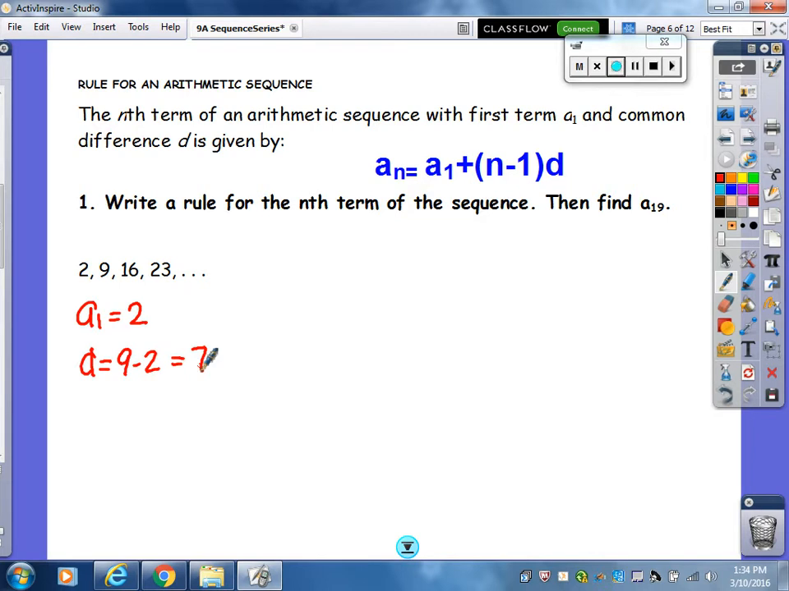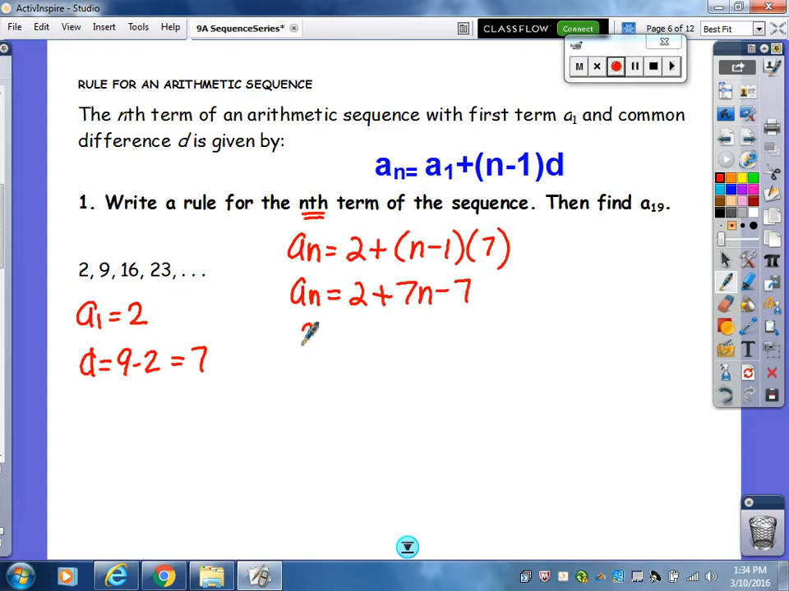So now I'm going to plug these values into this formula that you got memorized, and you're going to simplify it. So the nth term, a sub n, is equal to the first term plus n minus 1. I want to leave it in terms of n because I'm making a general form here, times my common difference of 7. All right, clean this up. So we're going to get a sub n equals 2 plus, distribute your 7, 7n minus 7, and then combine like terms. So 7n minus 5.